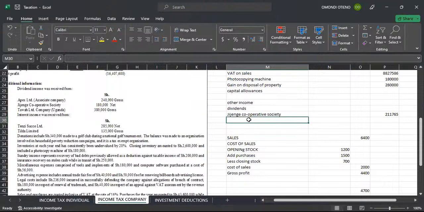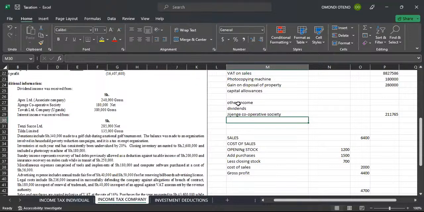Then we come to the next company still under dividends. We have Tower Limited company in Uganda. So these people have invested, they have done foreign investment. So the investment to the foreign countries or outside Kenya is also exempted from taxation.